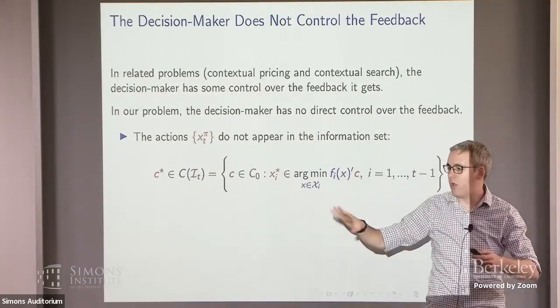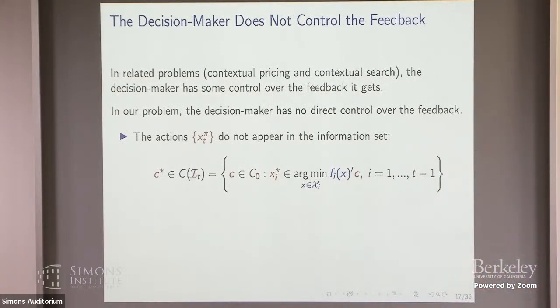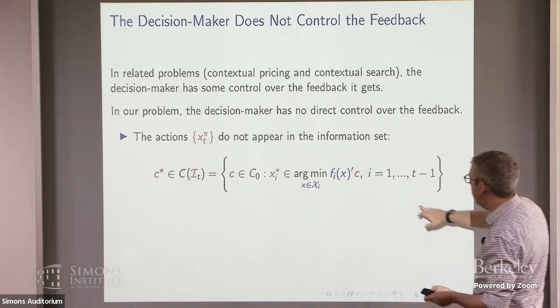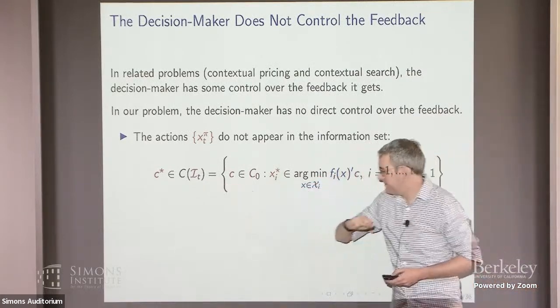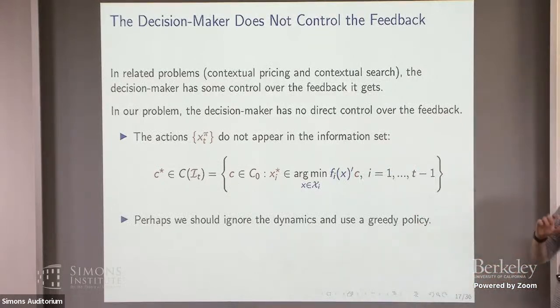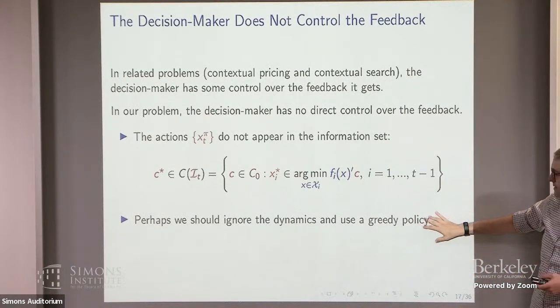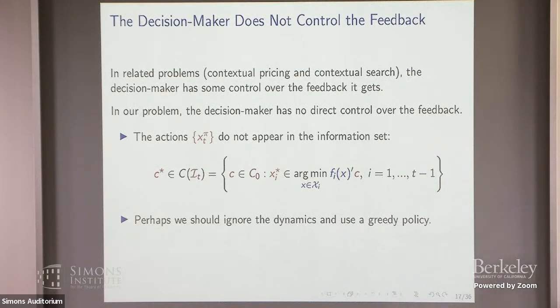And this is different than pricing, right? In pricing, you choose a price and you learn if the valuation is below or above the price. So you have much more control over the learning process in a pricing problem or in a search problem. Here you don't control this information set. So this implies that maybe you should ignore the dynamics and do something greedy. This statement is false, but I'm going to pretend it's true for a little bit.